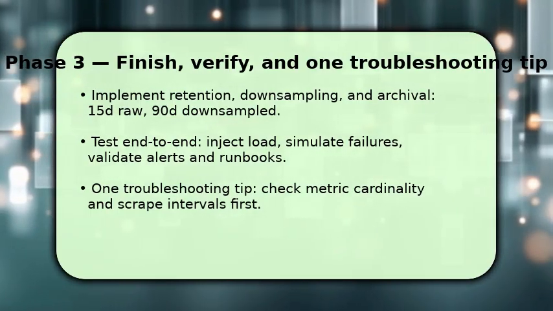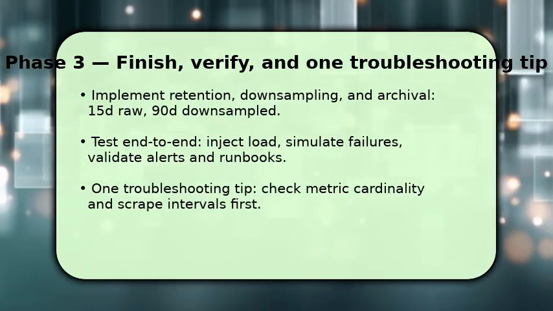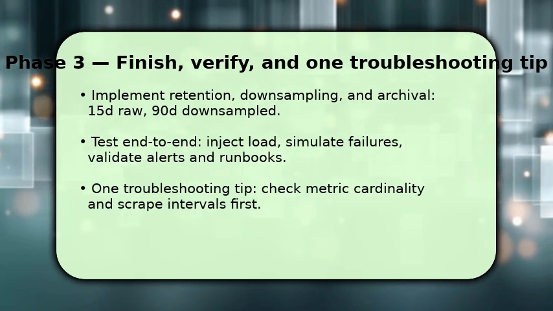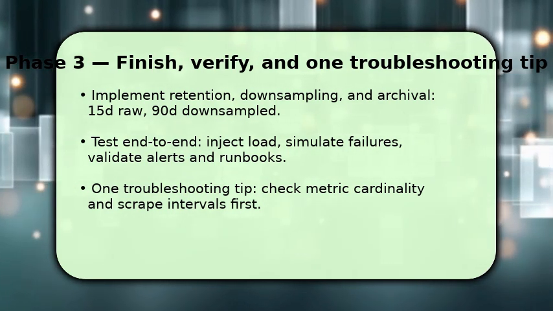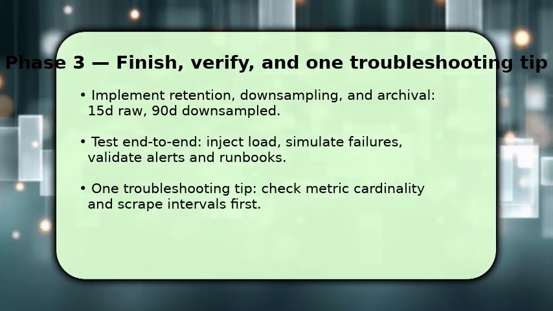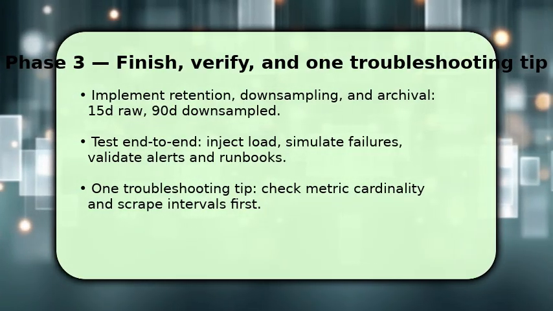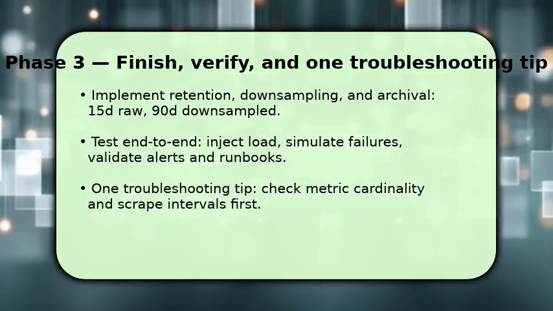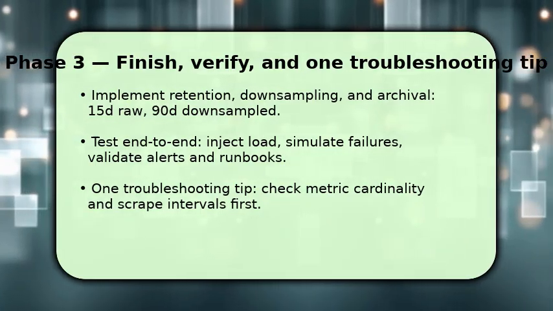Automate dashboard generation for new services and enforce metric naming conventions. If things go wrong, start with cardinality and scrape intervals. High cardinality or too frequent scrapes will overwhelm collectors and cause gaps, so reduce labels or increase interval immediately.